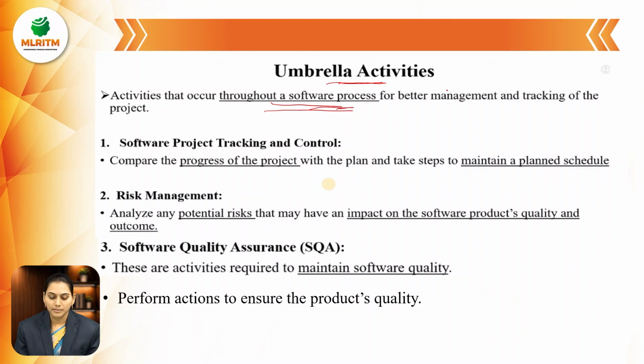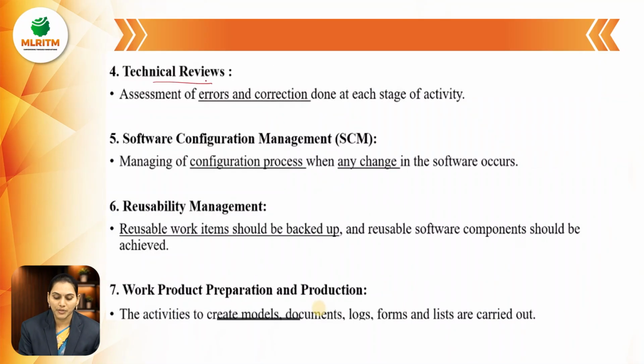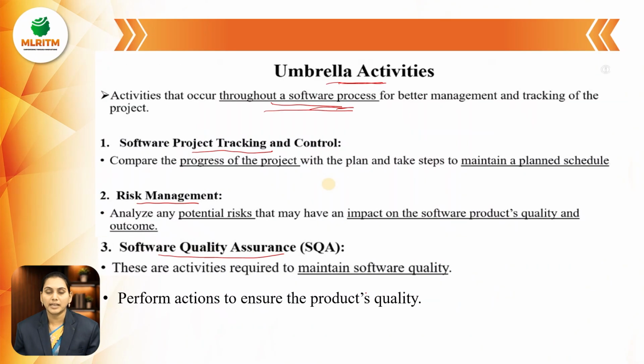Umbrella activities are software project tracking and control, risk management, software quality assurance, technical reviews, software configuration management, reusability management, and work product preparation and production. These seven are the types of umbrella activities. The first one is software project tracking and control.